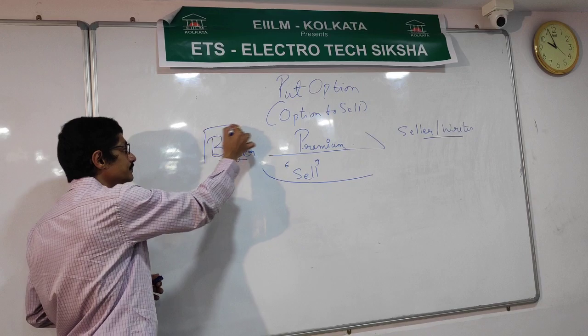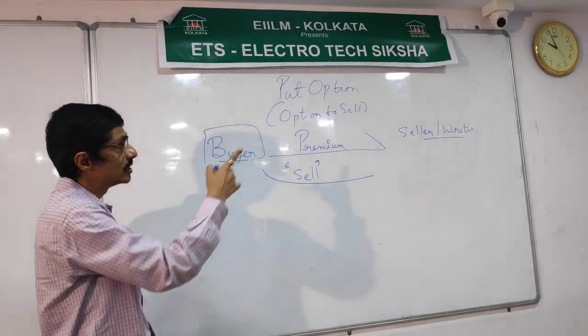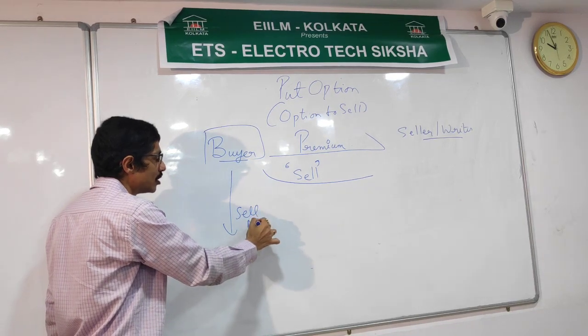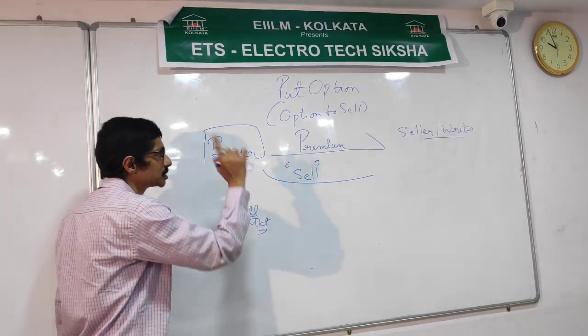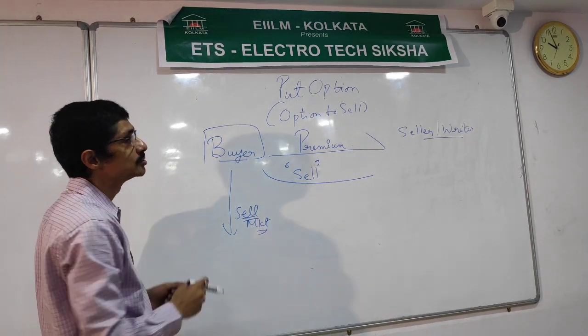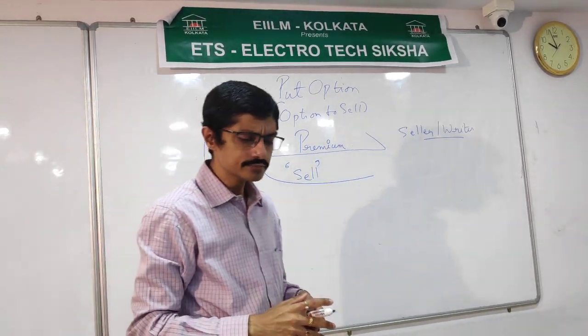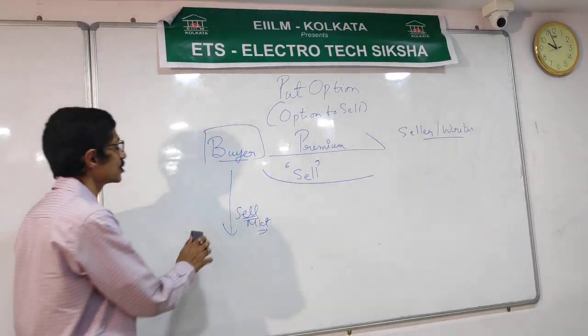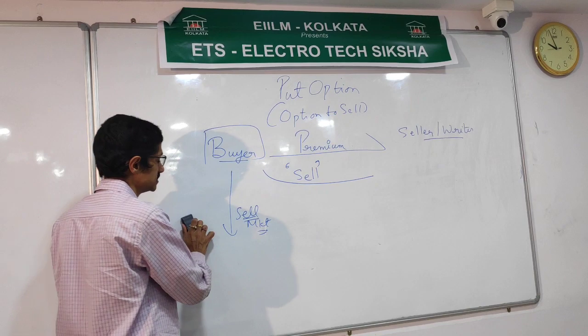So the buyer has a freedom, a liberty. He is only paying the premium. He can sell in the market, or he can exercise this option and sell it to the seller or the writer who is selling the right to the buyer, the option to sell. So let us take up a concrete example first in the case of a commodity and then with a currency.